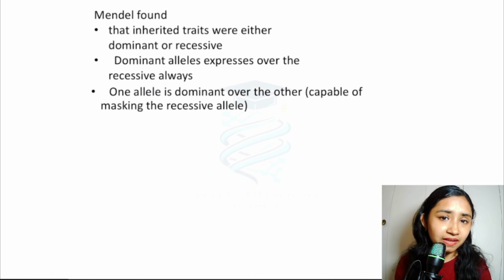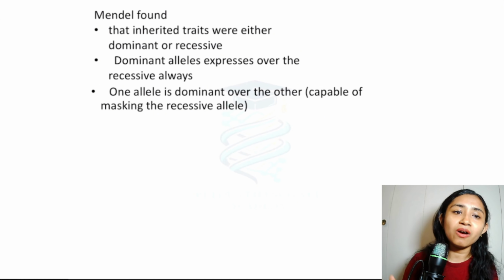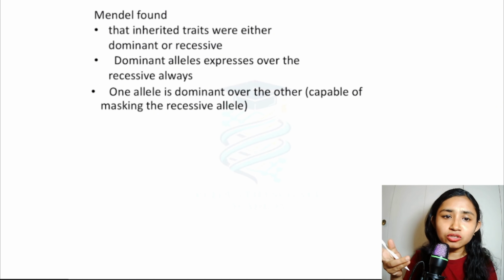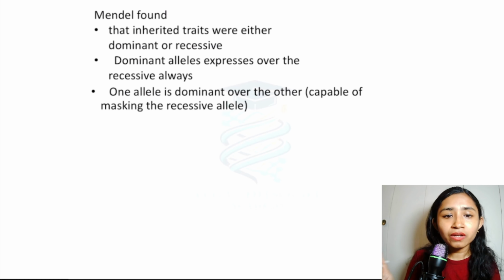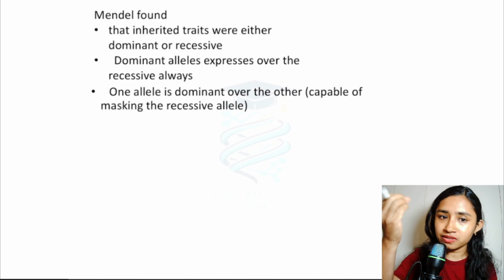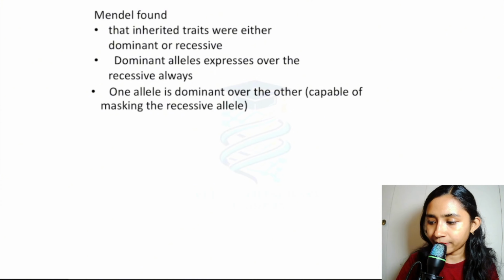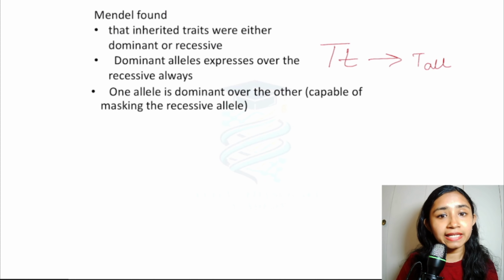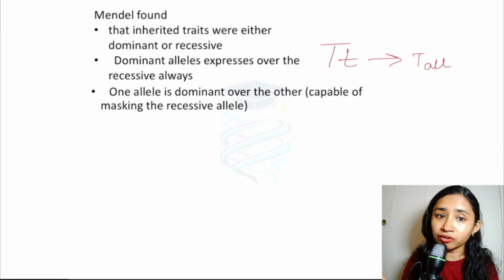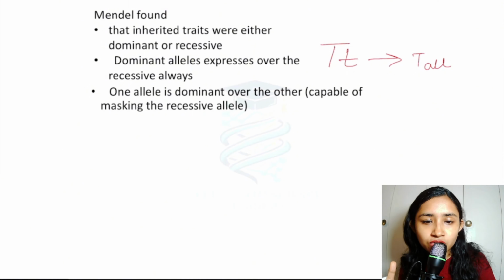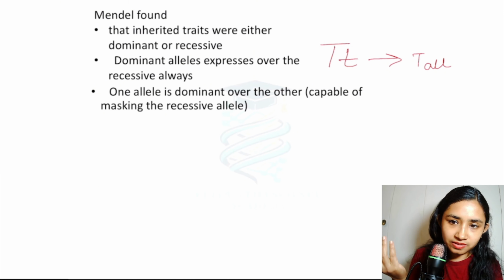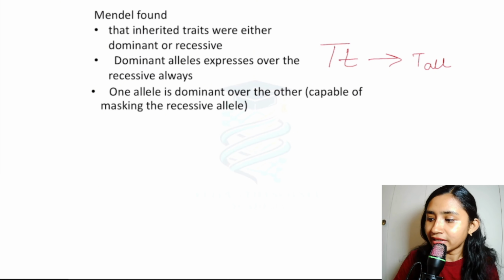So from the previous experiment, what Mendel found? Mendel found that the inherited traits were either dominant or recessive, okay? Dominant allele expresses over the recessive always, because we have seen that if a plant is of genotype capital T small t, then the plant will be tall, because dominant alleles always express over the recessive, okay? And one allele is dominant over the other, capable of masking the recessive allele. We know that, and recessive allele can only be expressed when it is present in double dose, that is in homozygous state.